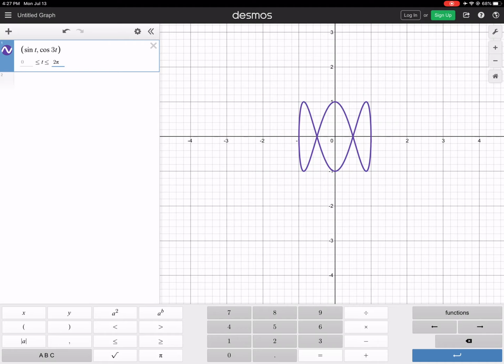These are the kinds of fun things that you can see with Desmos and parametric equations. I hope you explore this and have a lot of fun.